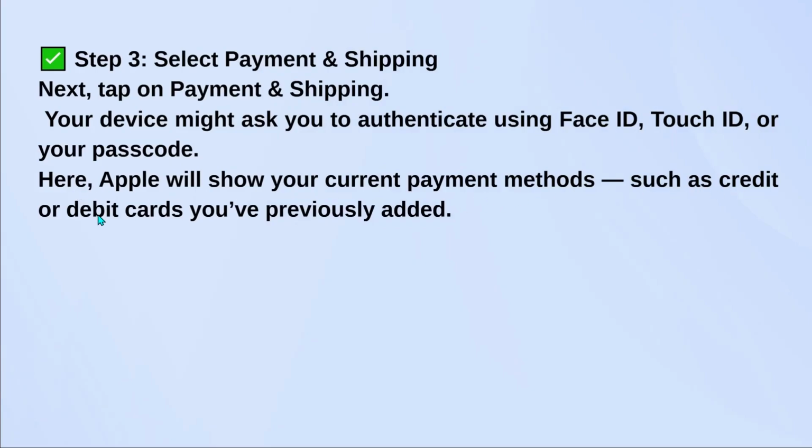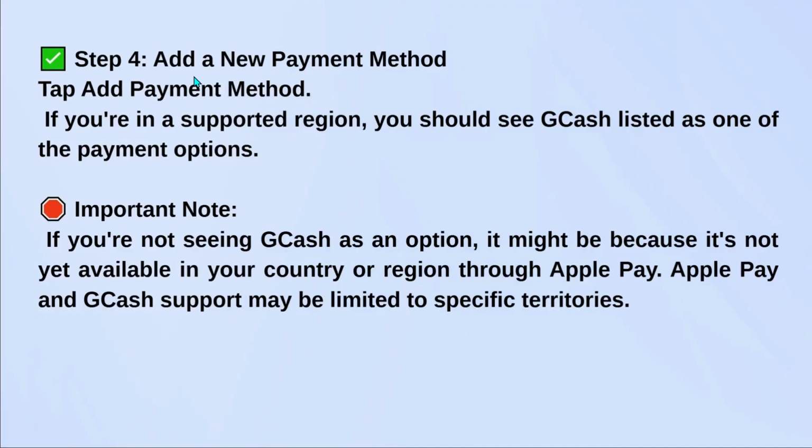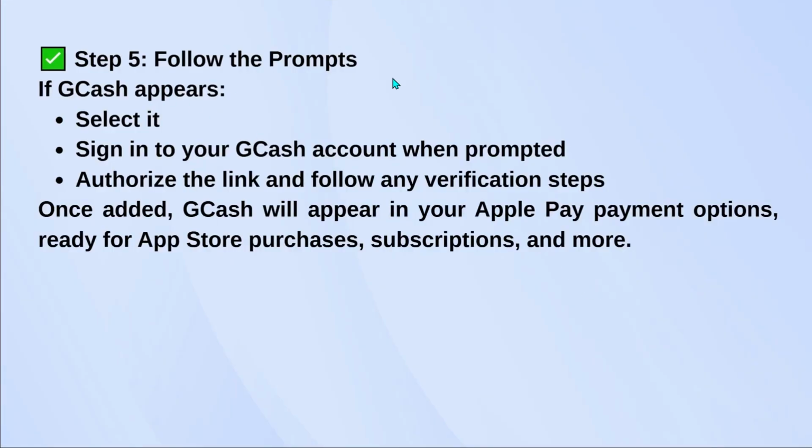Tap Add Payment Method. If GCash is supported for your region, it should appear right in that list as an option. Tap GCash, sign in with your GCash account, authorize the connection, and follow the prompts until the setup is complete. After that, GCash will be linked to Apple Pay and you can start using it for App Store purchases, subscriptions, and any service that accepts Apple Pay.